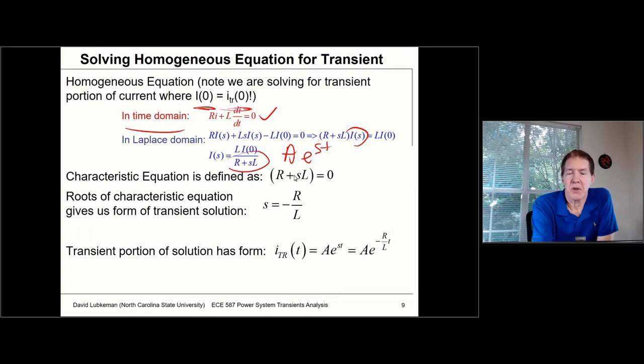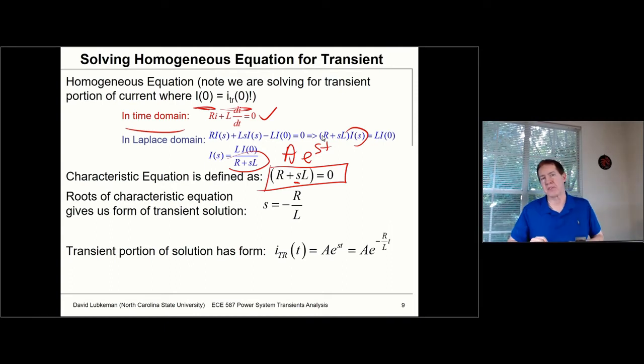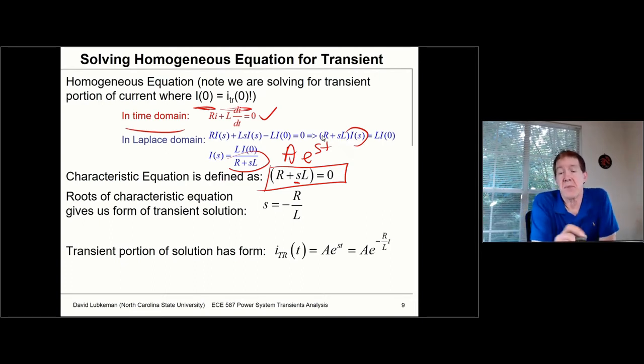In other words, what we're solving for is s such that R plus sL is equal to 0. And this expression right here, R plus sL, is what we often refer to as the characteristic equation. If I get the roots of that, it gives me the form of the response in the time domain.